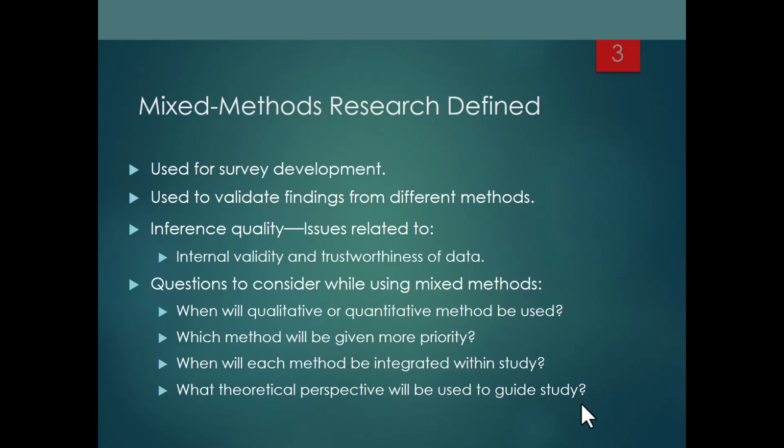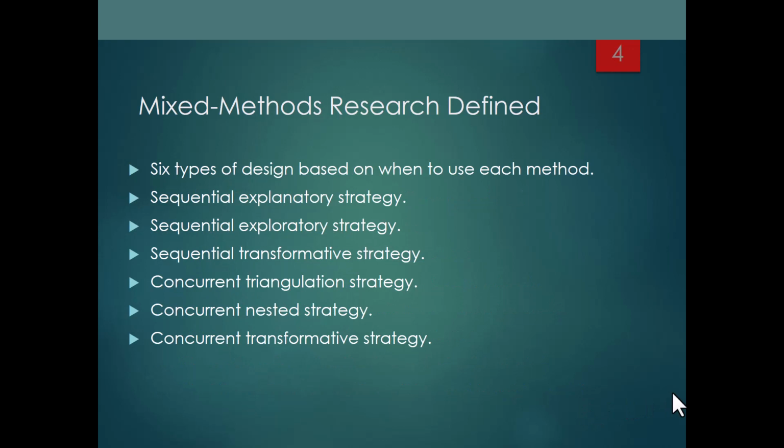When will each method be integrated within a study? With concurrent design, qualitative and quantitative methods are integrated into a single data collection. With sequential designs, data from each method is analyzed independently based on the order the method was introduced into the design. Results from each method are then integrated into the research design. There are 6 types of design based on when to use each method.